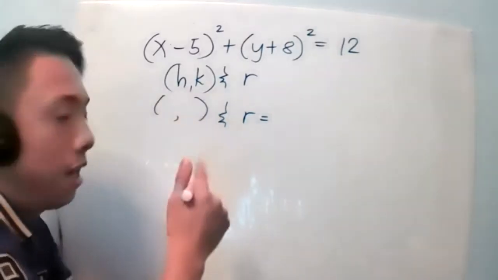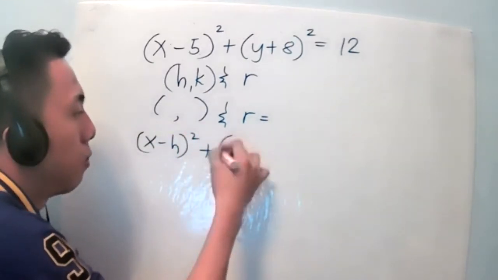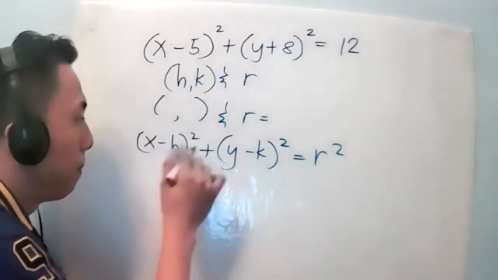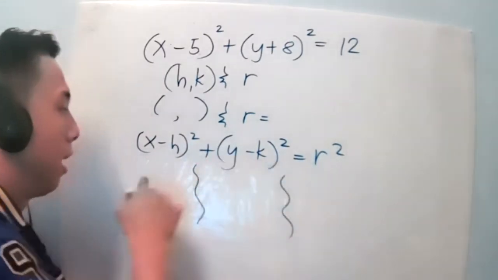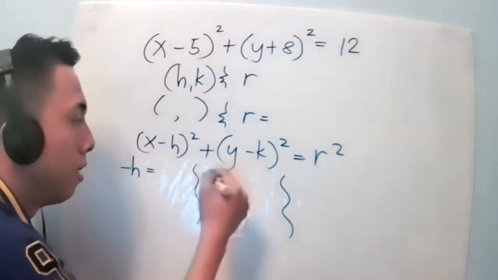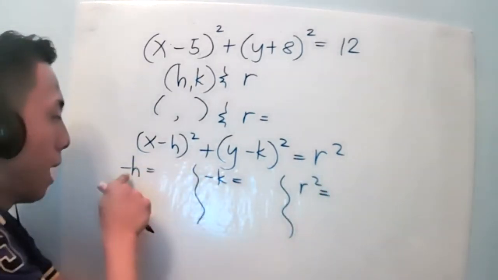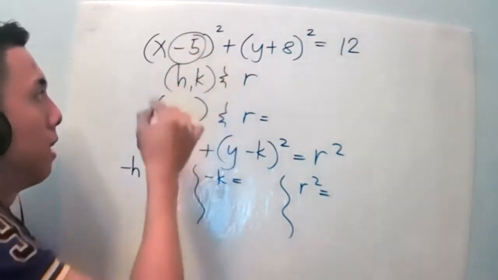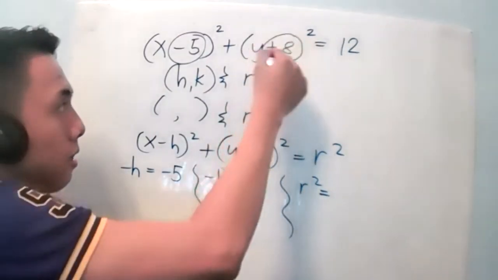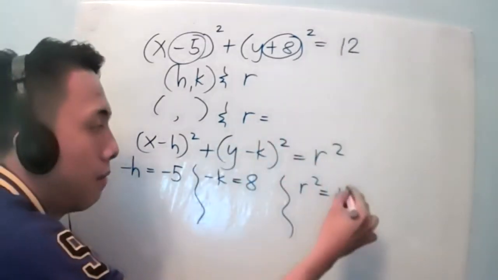Okay? First thing is we need to write the formula. X minus h squared plus y minus k squared equals r squared. We need to divide them into 3. 1, 2, 3. Okay, I will copy negative h equals, negative k equals, r squared equals. Okay? Negative h, what is the number here? Negative 5. So I will just copy here negative 5. K is our k, positive 8. So positive 8. R squared, we have 12.